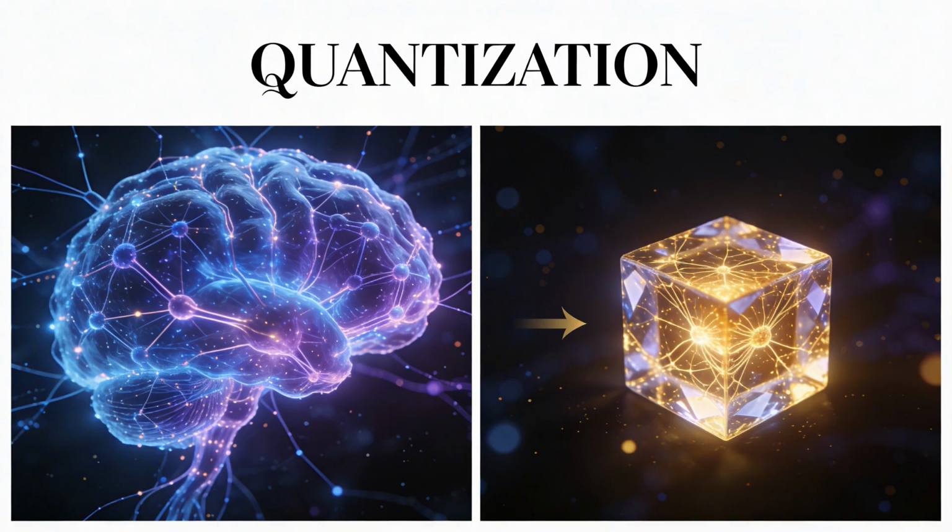Third, AWQ, which stands for Activation-Aware Weight Quantization. This is the quality champion. AWQ's key insight is that not all weights are equally important. It identifies the critical weights that have the most impact on output quality and preserves them more carefully. The result? 1 to 3% better quality than GPTQ at the same bit width. If quality matters most, AWQ is your pick.